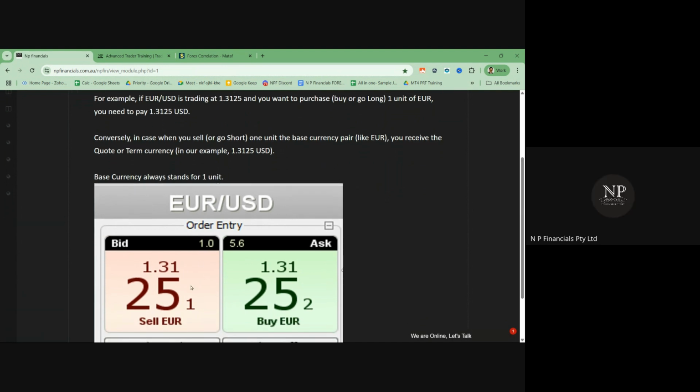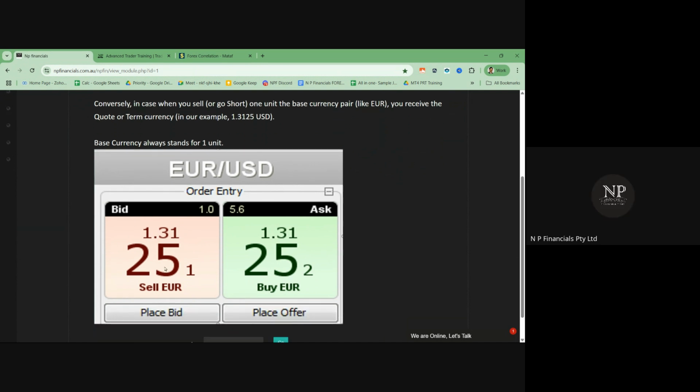Sometimes the broker will show you what is known as an order ticket. The order ticket may show you that Euro USD is trading at 1.3125 on the bid side. That means the sell. And on the ask side, 1.3125 too is the ask. So write it down. Bid is equal to sell. Ask is equal to buy. So if you see bid here, you'll see sell, and bid and sell are the same.